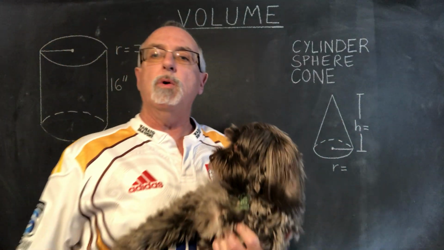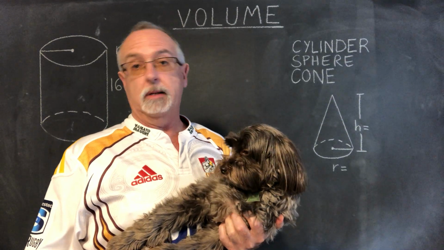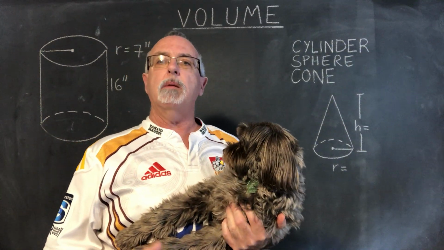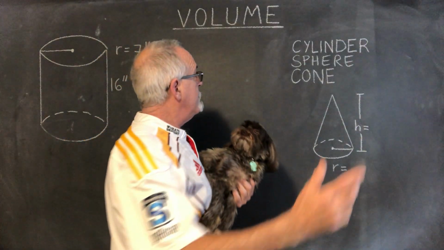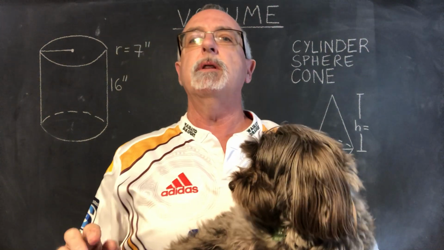And we are live. Okay, so we are on volume. We are still doing volume. Covered a few shapes last week, and I'm covering a few more this week. The cylinder, the sphere, and the cone. That's what we are covering this week.